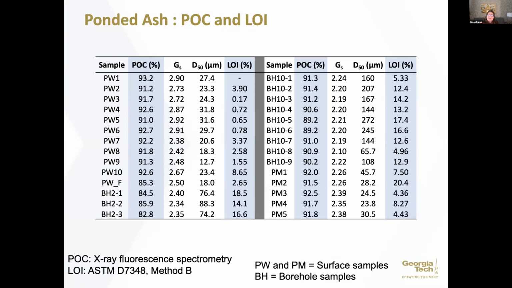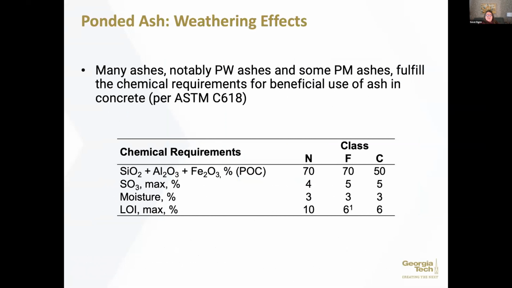And then we see a range of LOIs, and that's the place where we want to be careful. Some of these ashes still had LOIs that were quite high. What is complicated here is that LOI is often used as a surrogate for organic matter, but in reality, LOI measures some other things as well, and we'll talk about that in just a minute.